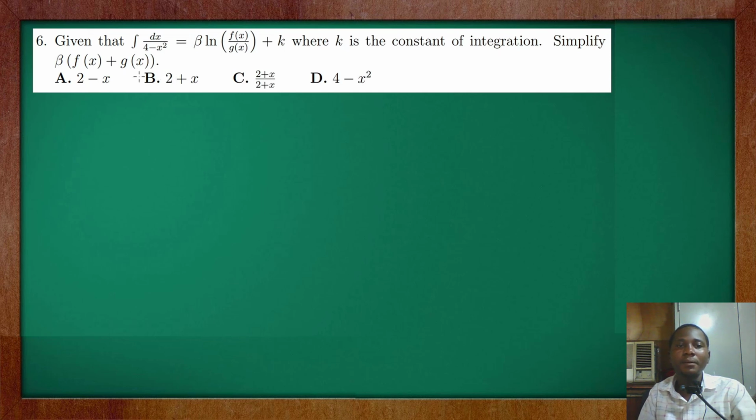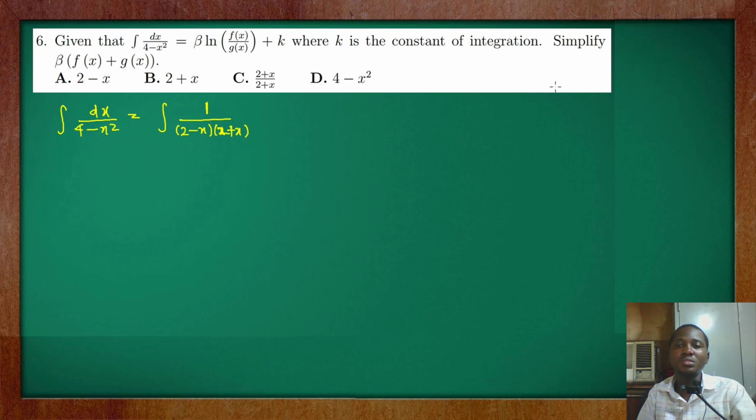Now here we have the integral of dx over 4 minus x squared, which you can still write as 1 over 2 minus x multiplied by 2 plus x. Okay, this is just difference of two squares. If you use the idea of difference of two squares, you're going to have this expression.